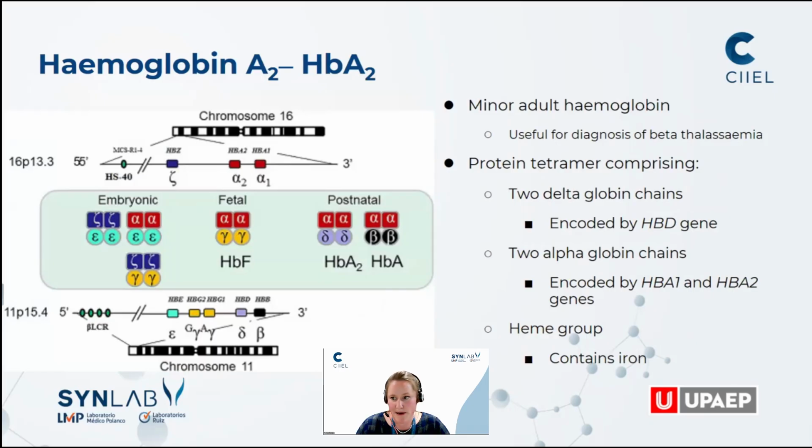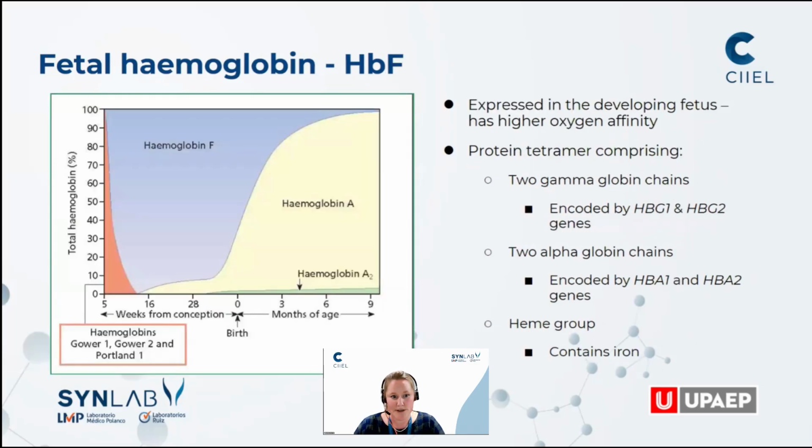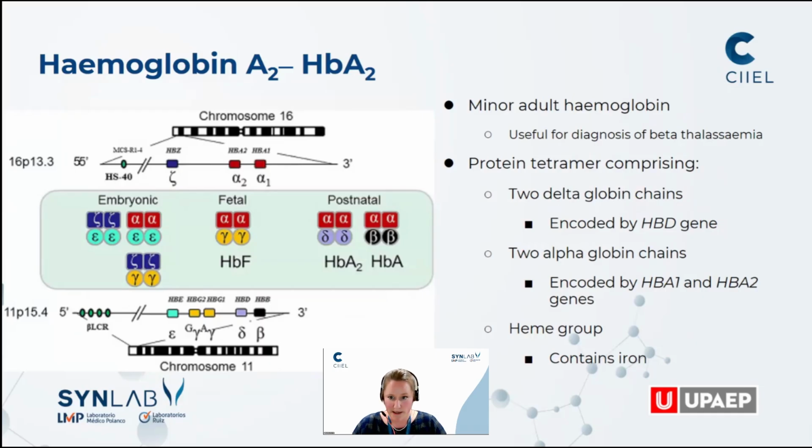The last hemoglobin for you to be aware of, which is important clinically and in the diagnosis of hemoglobinopathies, is the hemoglobin A2. So this is a minor adult hemoglobin fraction. If we just go back to the last slide, you can see at the bottom here, the green section represents your hemoglobin A2 expression. So you can see that it's only expressed about 2 to 3% of the adult hemoglobin. So it's a very minor hemoglobin fraction, but it's a very, very useful indicator of beta thalassemia. So it's very useful in the diagnosis of beta thalassemia.